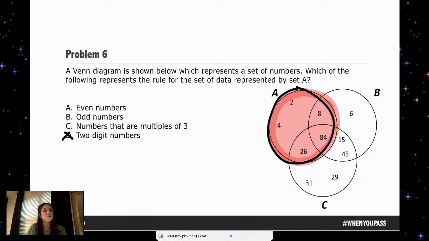Numbers that are multiples of 3. Is 4 a multiple of 3? What is a multiple? If you don't know what a multiple is, that's your first problem, right? Okay. This is getting on my nerves today. 4 is not a multiple of 3.